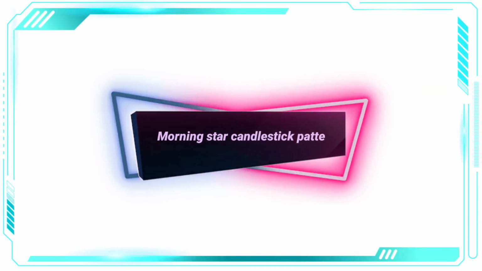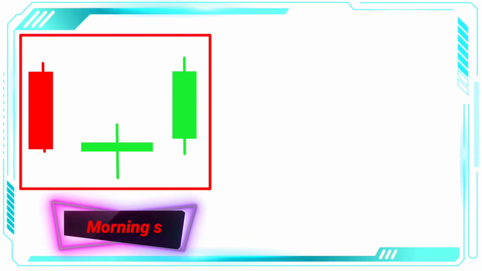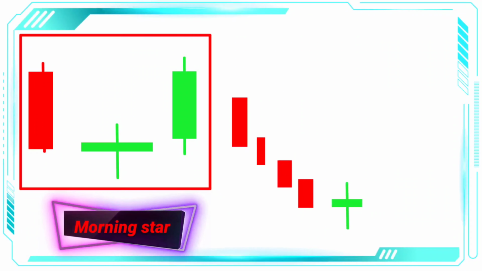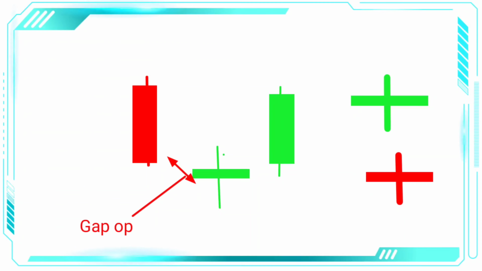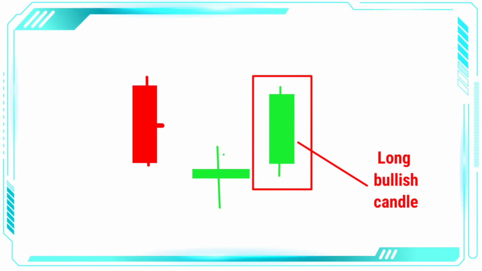Let's talk about the morning star candlestick pattern, one of the most reliable bullish reversal patterns in technical analysis. The morning star pattern is made up of 3 candles. The first candle is a long bearish candle, the second candle is a small candle that can be bullish or bearish and gaps down from the previous day's close, and the third candle is a long bullish candle that closes above the midpoint of the first candle.